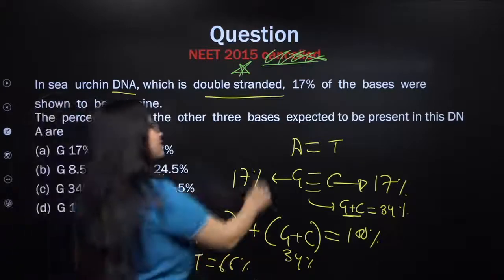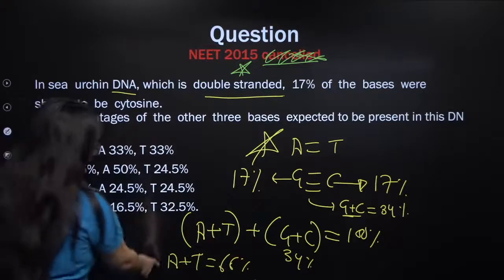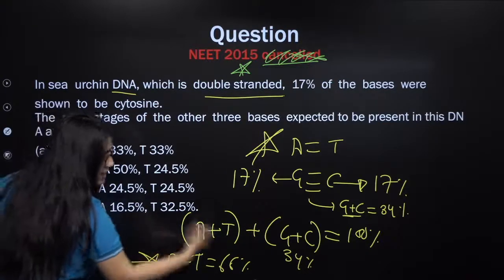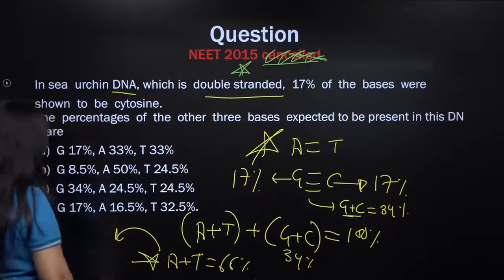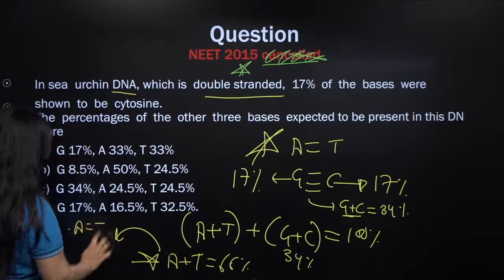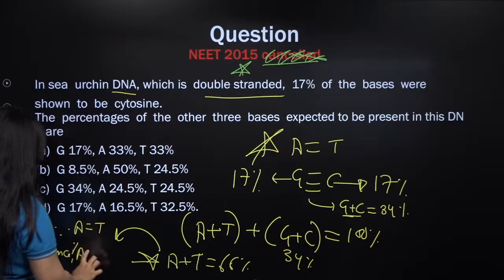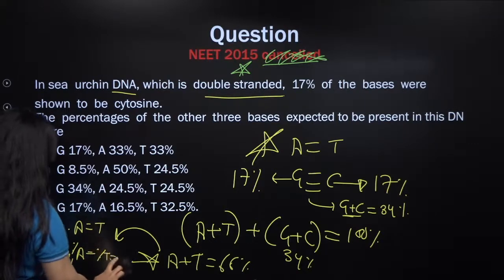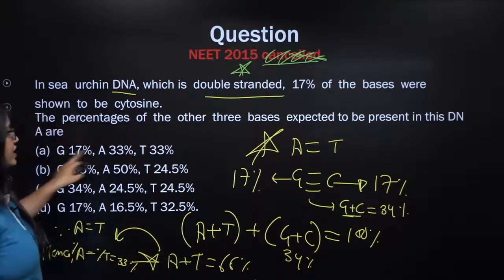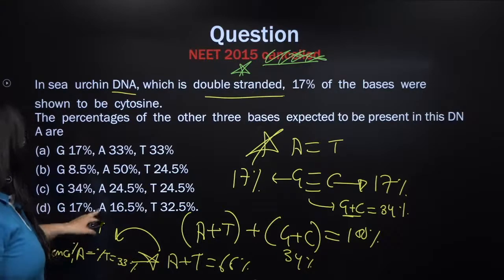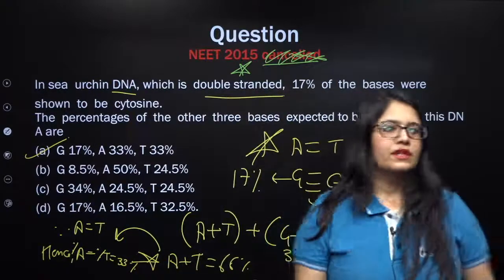We already know that the total number of adenine is equal to the total number of thymine, and I have already derived that adenine plus thymine equals 66%. Because A equals T, the percentage of A equals the percentage of T equals 33%. Correct? So the answer is G 17%, A and T 33%. Clear? Yes, that's absolutely correct, Savita. Next question.